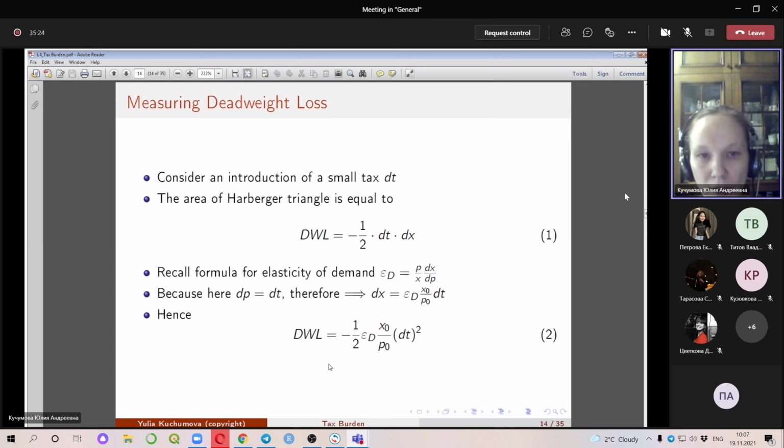So then let us derive the deadweight loss mathematically. It's a simple derivation. So let's consider the introduction of a small tax. Because it's small, we will denote it by dt, emphasizing it's a very small change in the tax rate. Then the area of the Harberger triangle is equal to the area of a triangle, right? So it's minus 1/2 of dt multiplied by dx, and the minus here is to compensate for the fact that dx is negative, right? Because an increase in tax causes a reduction in the quantity.